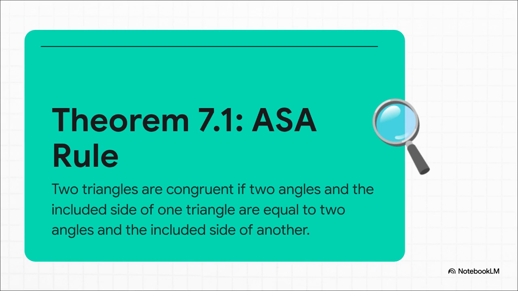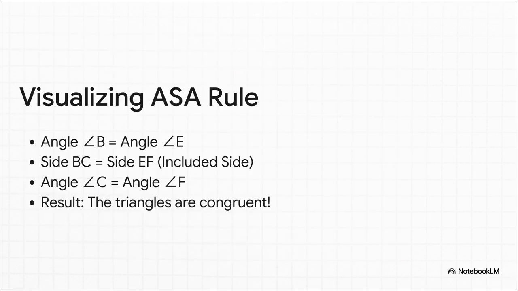All right, on to magic spell number 2. This one is ASA, angle, side, angle. And just like before, the word included is key. This time, it's the side that has to be included, or sandwiched, right between the two angles. It's the one side that both of the angles touch. Let's see how the ASA rule looks.